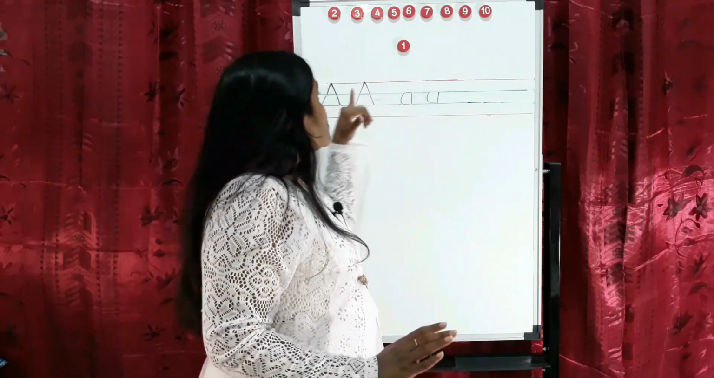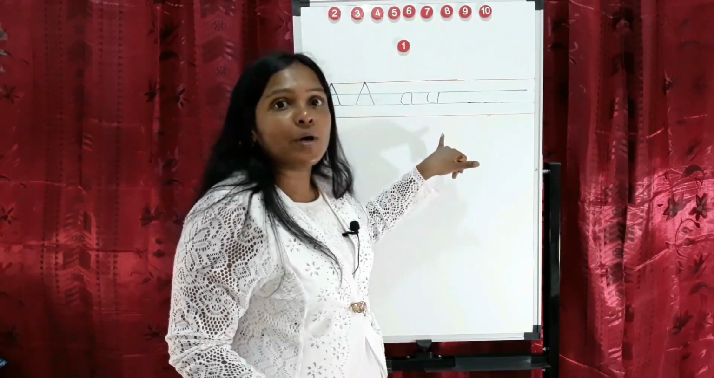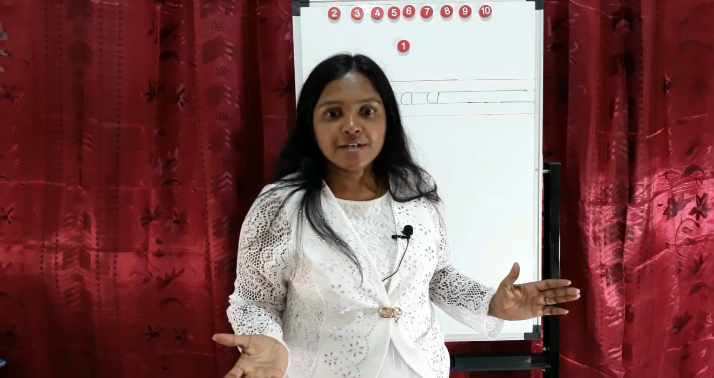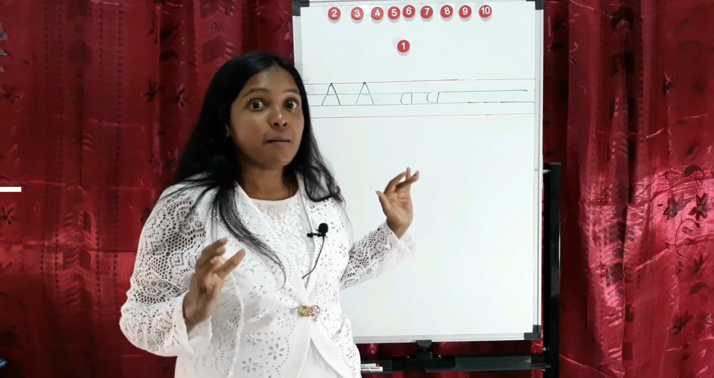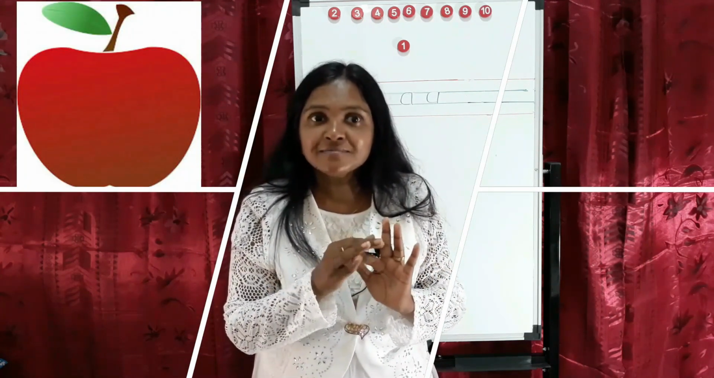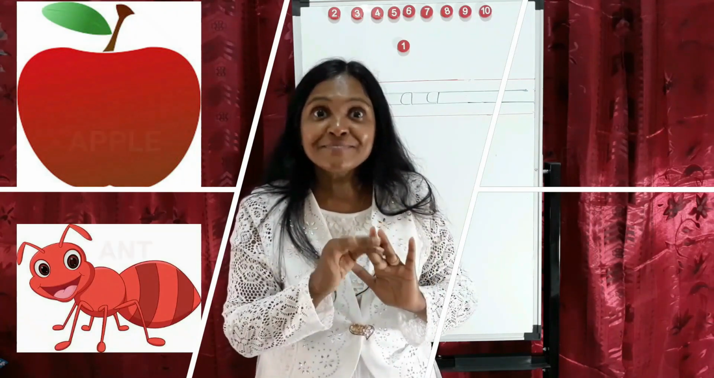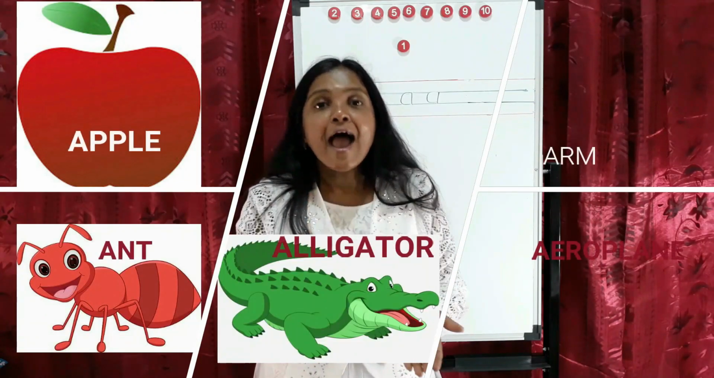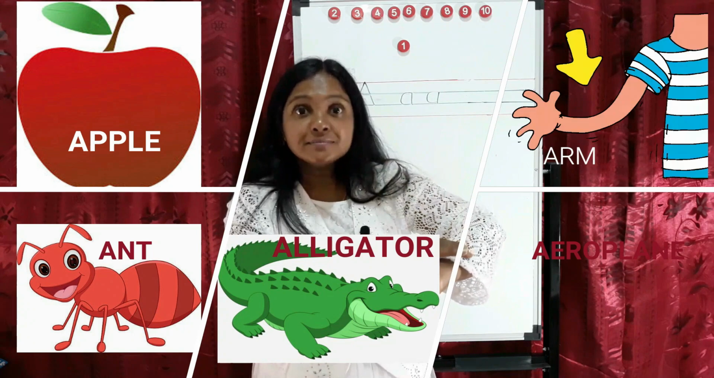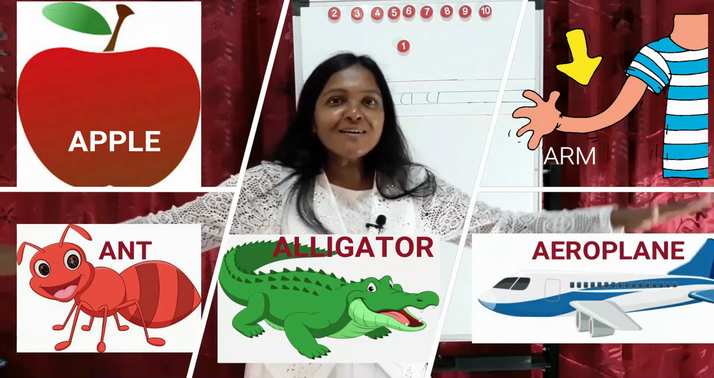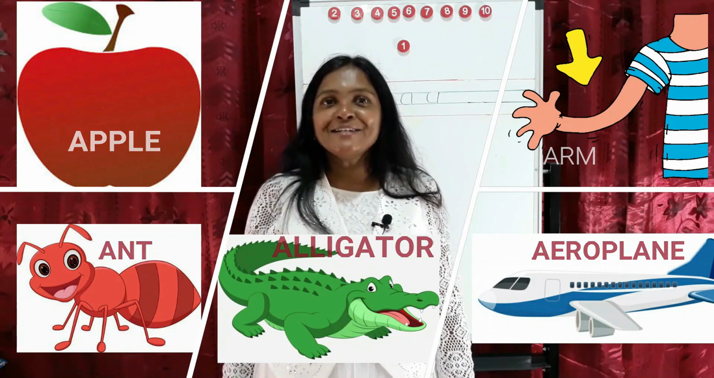Yes, good job. Now you know how to write uppercase A and lowercase a. You know the sound of letter A. Are you ready to remind all the words which we learned today? Yes. One, apple. Next. Ant. Next. Alligator. Yes, good job. Next one. Arm. Next one. Aeroplane. Good job.